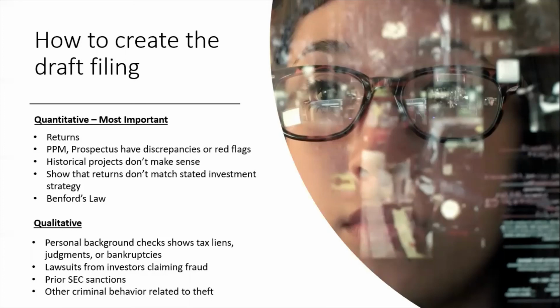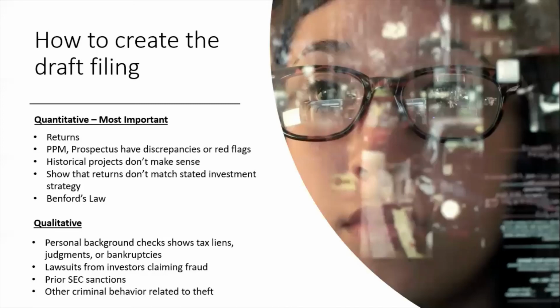You know, as you build your case, when you look at the qualitative side, we will handle the personal background checks. We will look for tax liens. We will look for judgments, personal bankruptcies, anything to show that this portfolio manager could be at higher risk of misappropriating money. So people with financial problems, all else being equal, are more likely to steal.